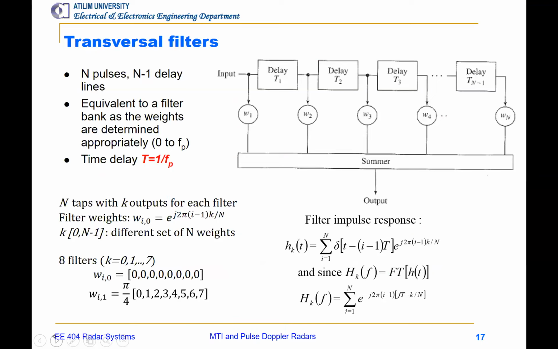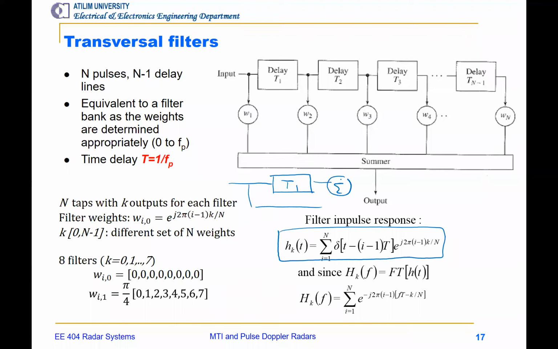Okay, let's go back to transversal filters again and remember the filter response. Let's go back to the single delay line case. If it is T, we got an input, and we add them up.